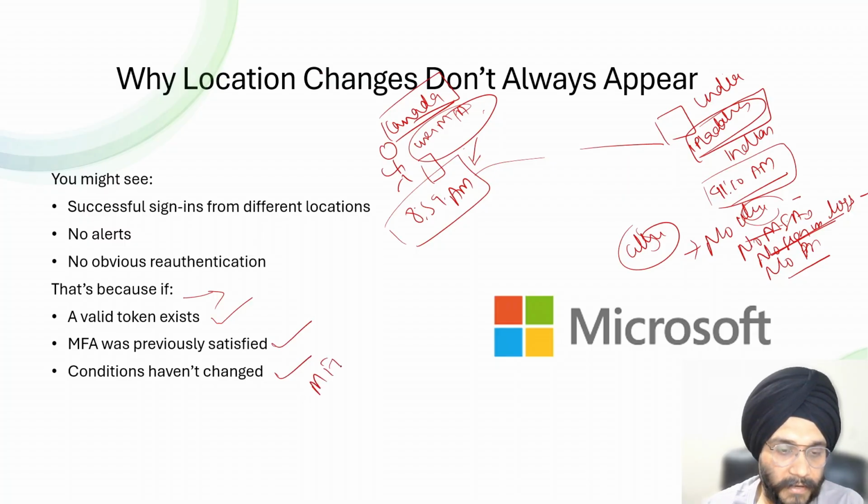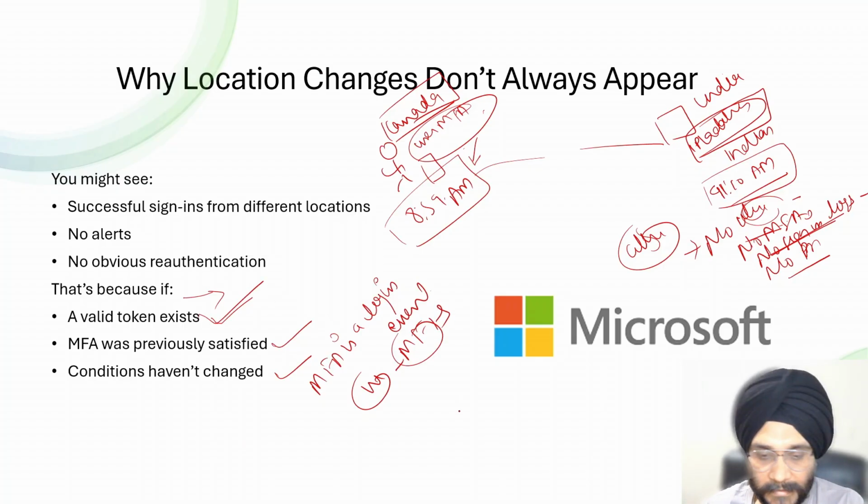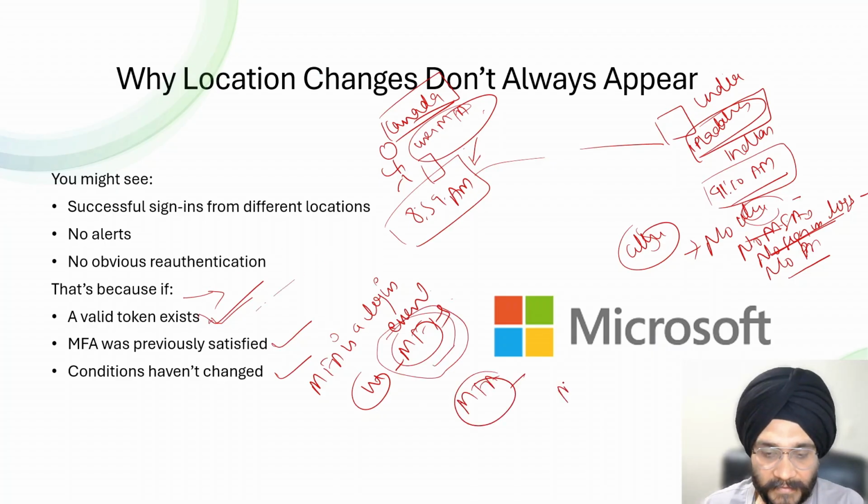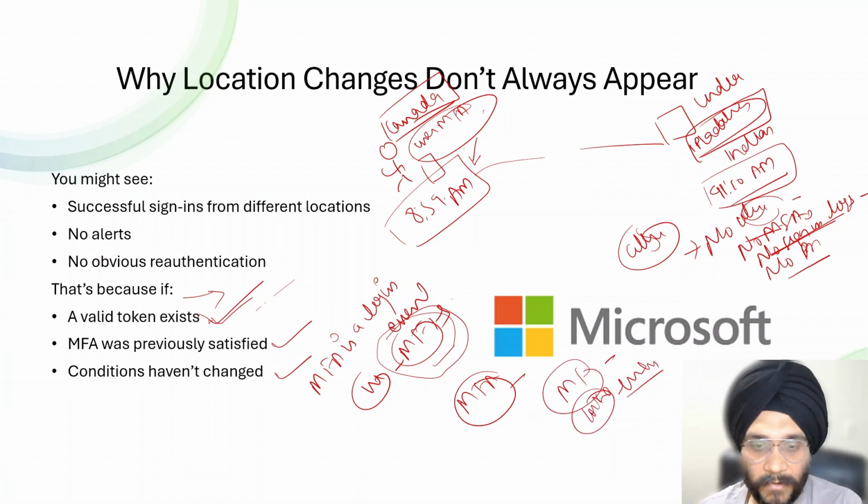MFA is a login event. When somebody tries to log in, MFA will be triggered. However, when somebody is already logged in, a token already exists, and that's why hackers are after this token. Once MFA is satisfied, passwords are authenticated, and a token is issued, you won't be prompted for MFA. So let's try to do a practical of this.